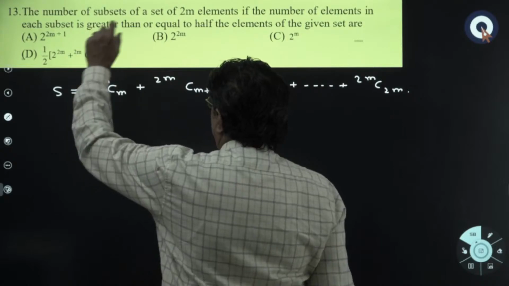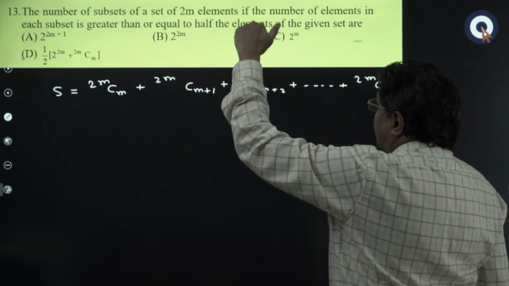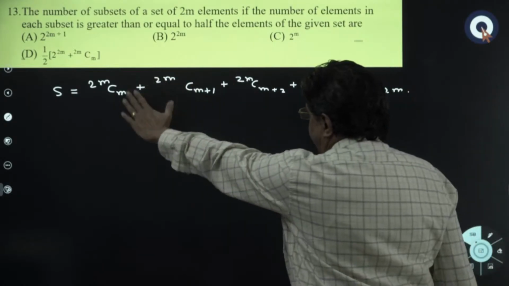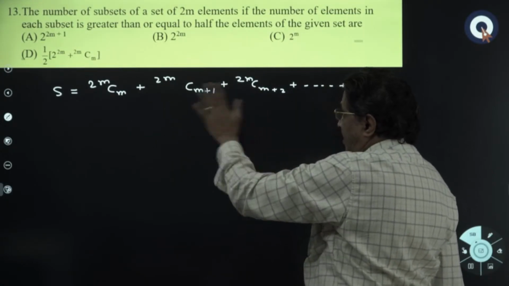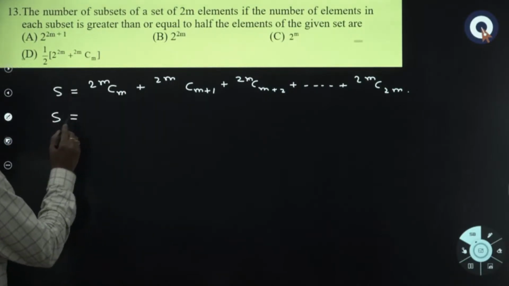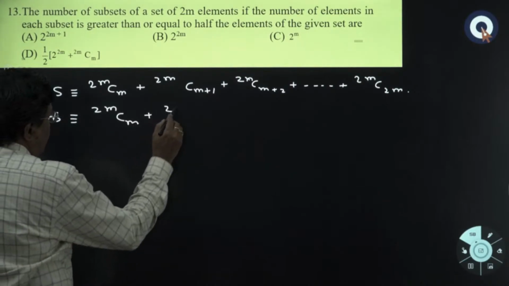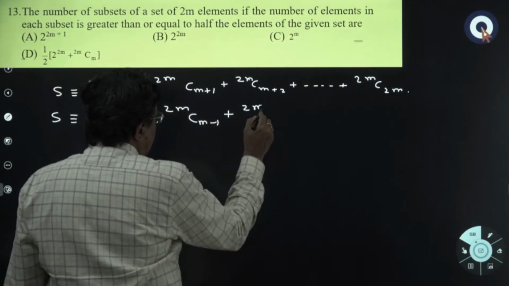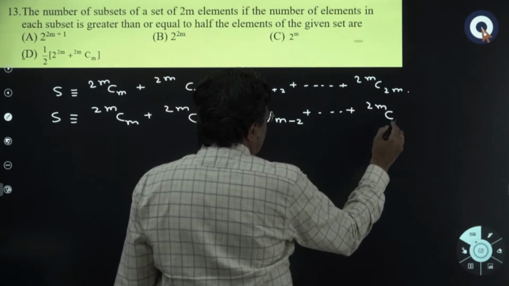So the question is the number of subsets of a set of 2m elements, if the number of elements in each subset is greater than or equal to half the number of elements of the given set. So half the number is m or even more than that, m plus 1, m plus 2 and so on up to 2m. We need to just get the sum of this. To get this, we apply nCr equals nC(n minus r), so that we get 2mCm again, then 2mC(m minus 1), 2mC(m minus 2) and so on plus 2mC0.